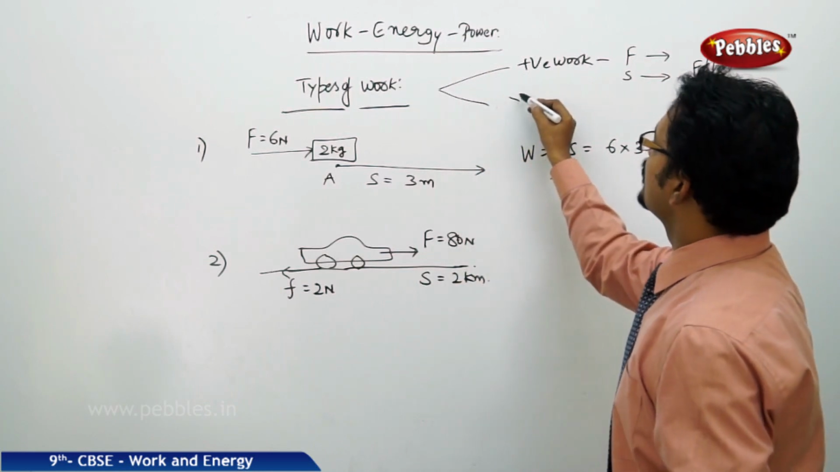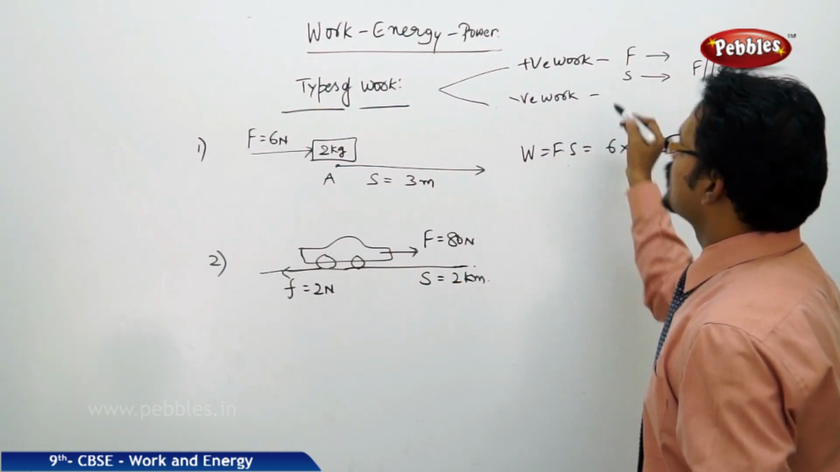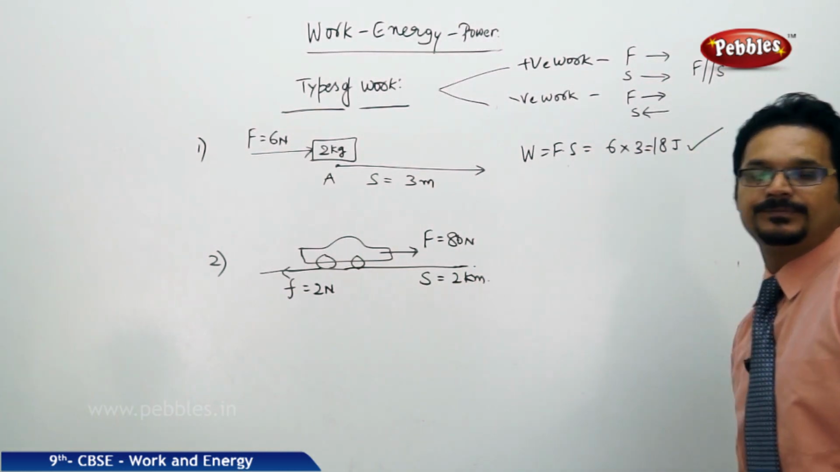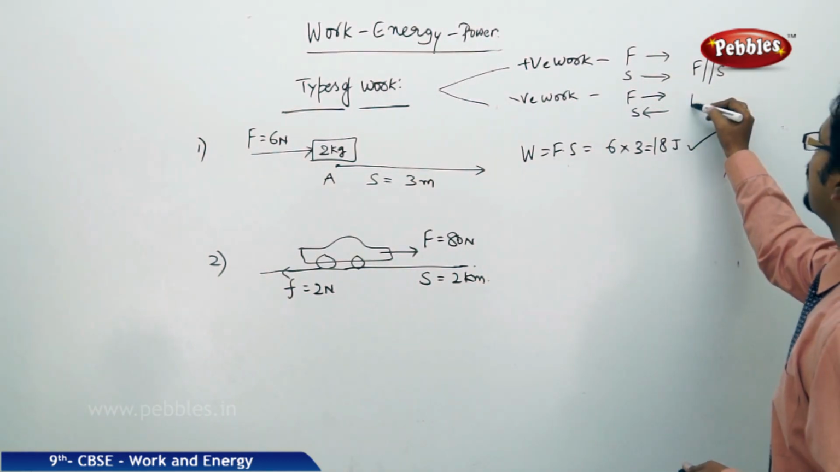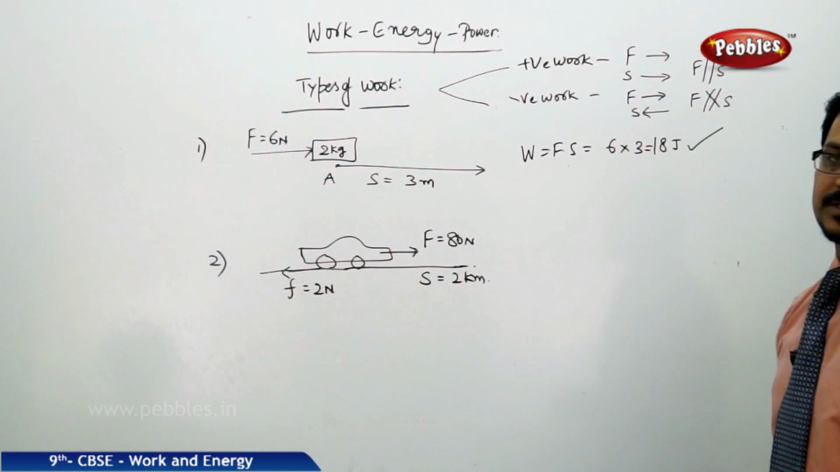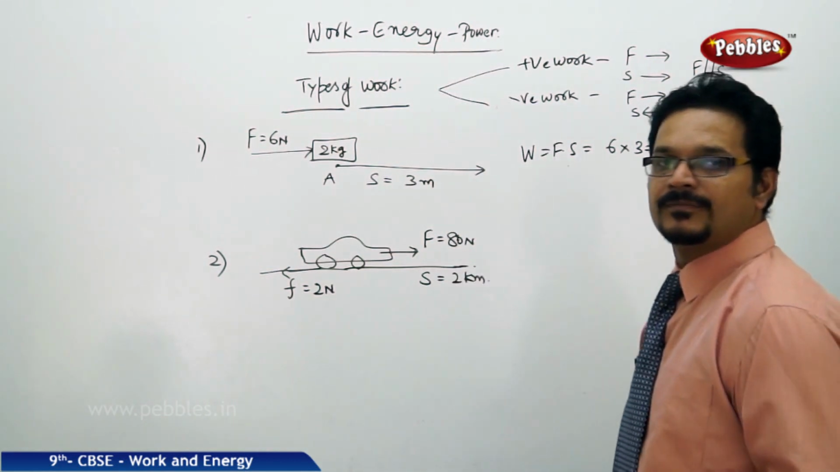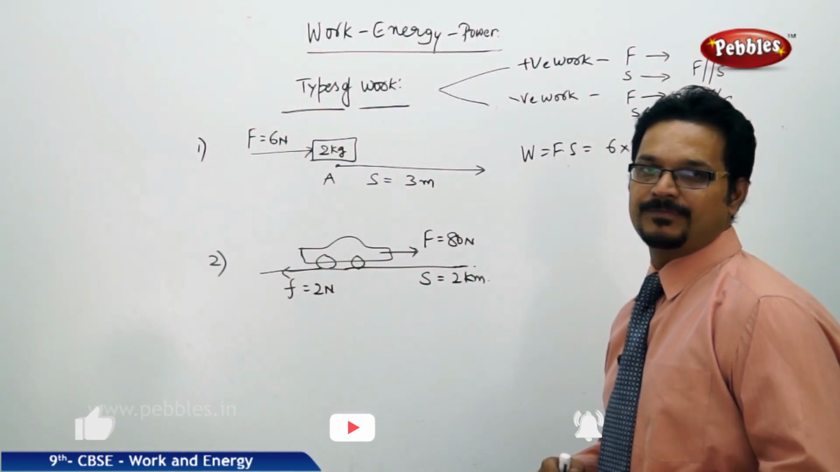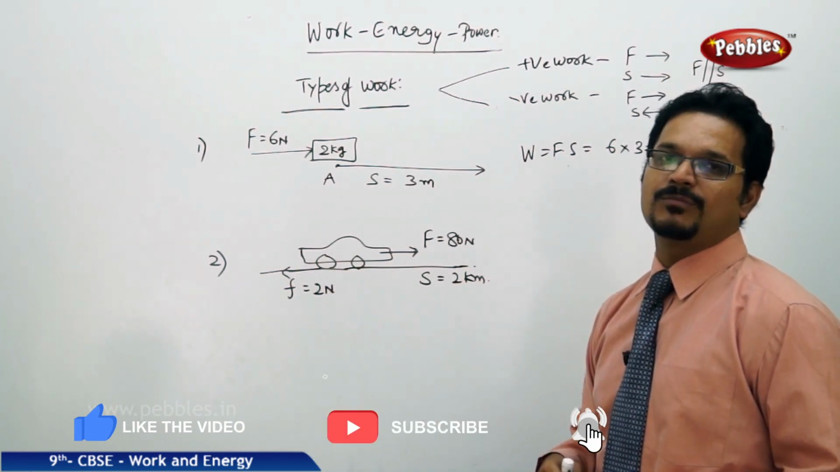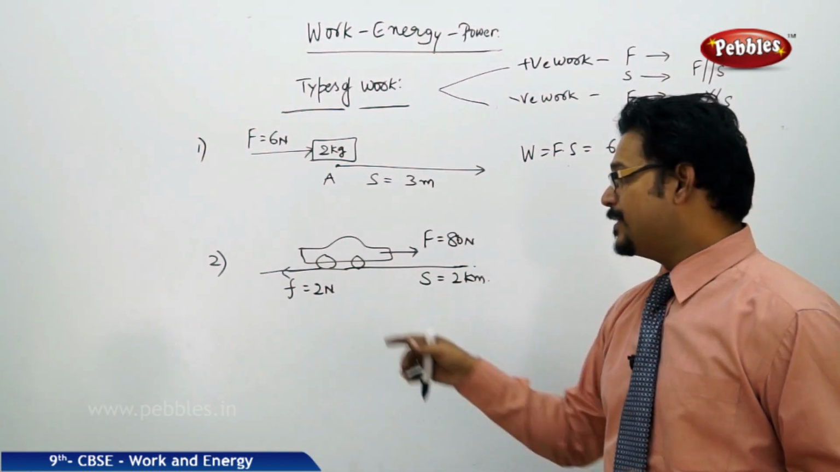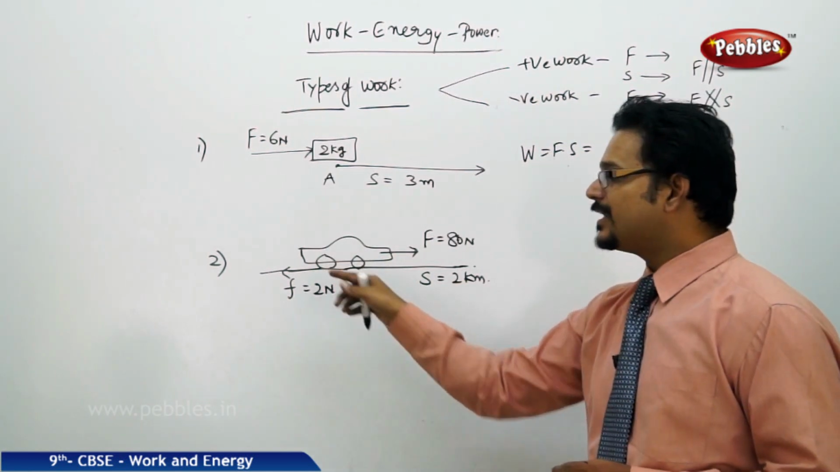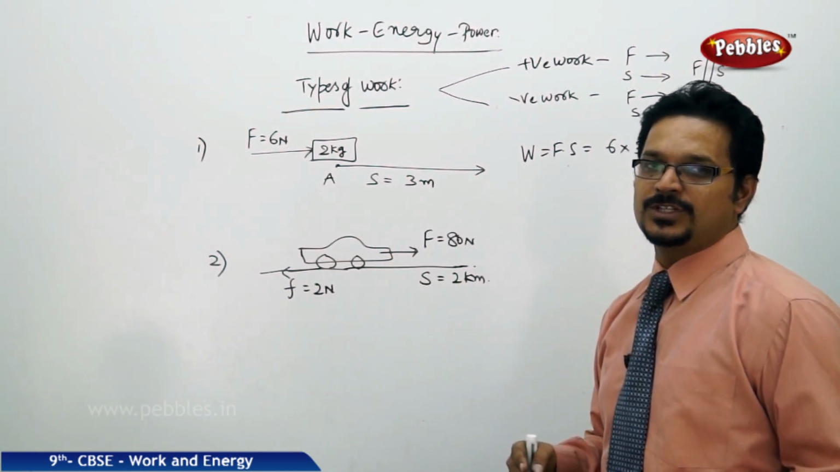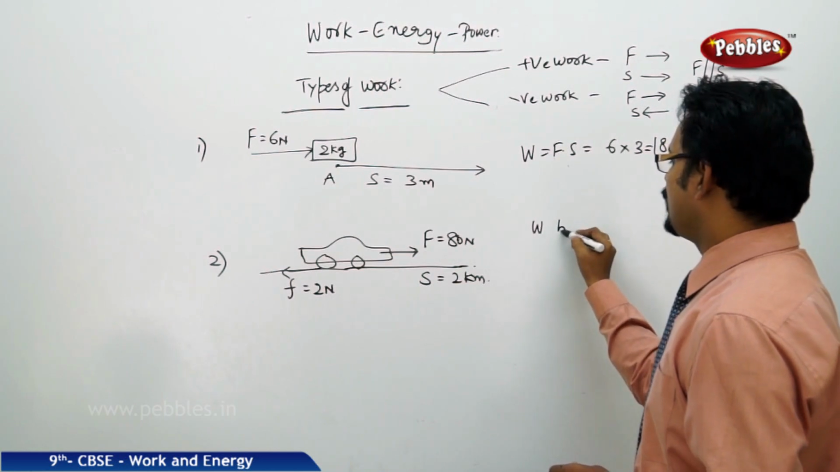Now coming to the second one, negative work. When force is in one direction, displacement is in the opposite direction. Mathematically, we can say force is anti-parallel to S. See this example here. A car is moving towards the right side with its engine force of 18 newtons. But there is a frictional force acting on the body, that means between the tires of the car and the road. And the car traveled a distance of 2 kilometers. If they ask the question, what is the work done by friction?